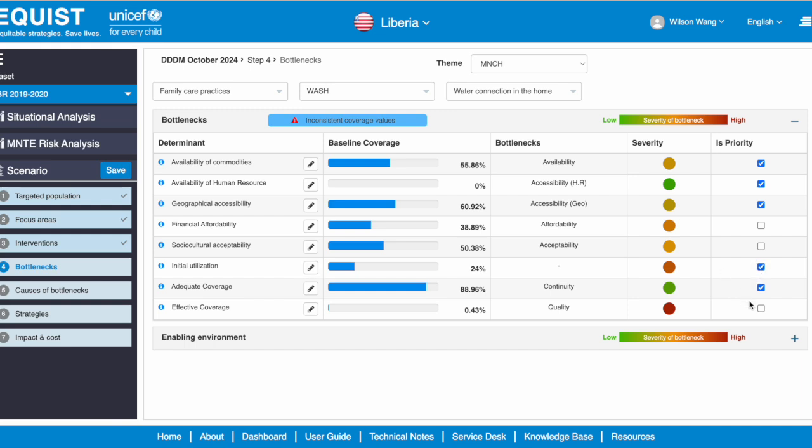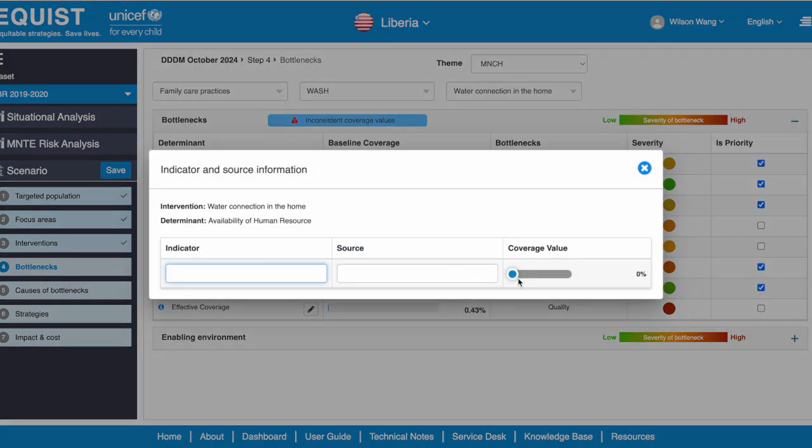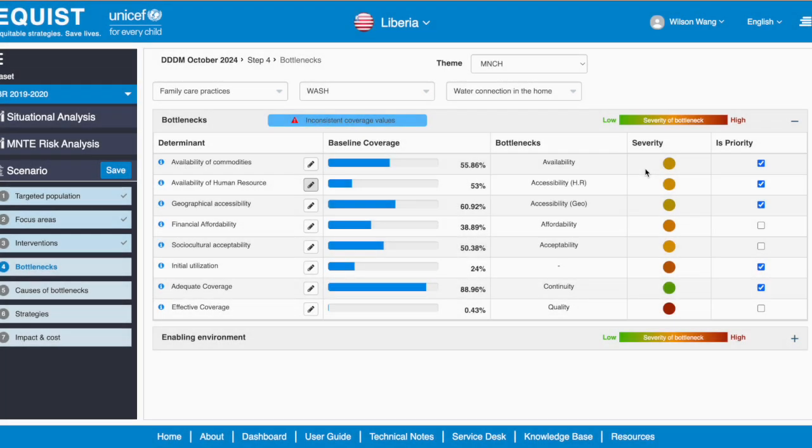So here, initial utilization, I didn't think it made sense to have that at 0% because remember, initial utilization is an inherited number from geographical and potential coverage bottlenecks. And the same thing for human resources. I happen to know that the coverage is not 0%. So here now we save it and then move to the next.